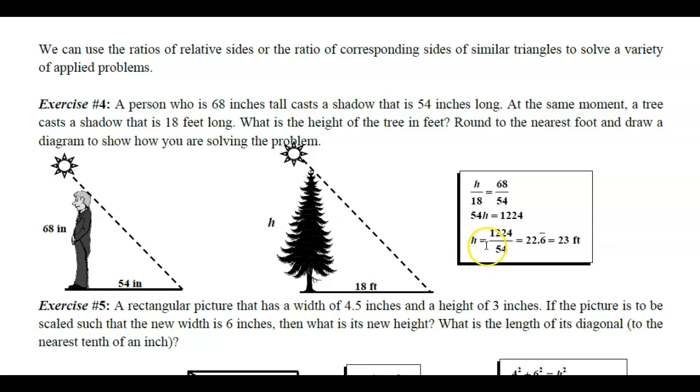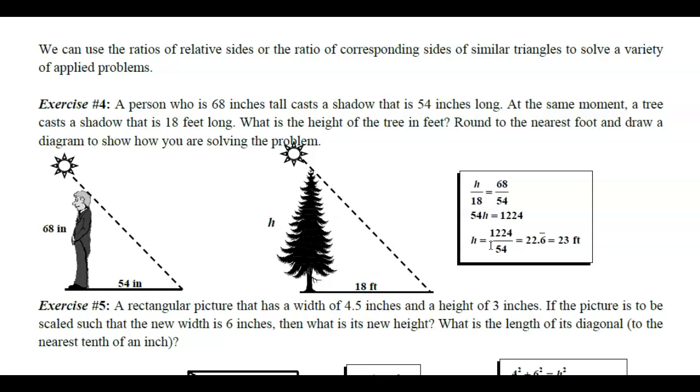So these ratios come into play with several kinds of problems that we can use to solve them. In exercise 4, a person 68 inches tall casts a shadow 54 inches long. This is a classic style of similar triangles problem. So assuming that the sun is at the same angle, if that same angled sun casts a shadow from a tree of an unknown height and we can measure the shadow, we can use scale factor to figure this out too.